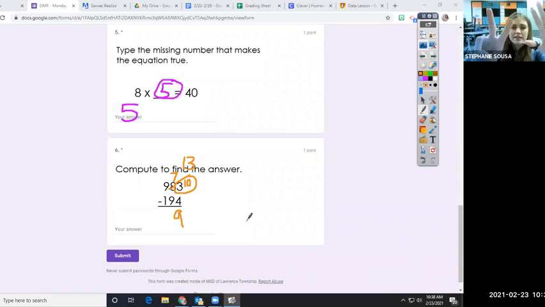7 tens, subtract 9 tens is impossible. Look, 1, 2, 3, 4, 5, 6, 7. Uh-oh, where's 8 and 9 going to go? Nowhere, so we've got to regroup. So we are going to add 10, and we're going to take 10 tens from the hundreds. So we now have 17 tens and 8 hundreds. 17 tens, subtract 9 is possible. 17, 16, 15, 14, 13, 12, 11, 10, 9, 8. So we have 8 tens.